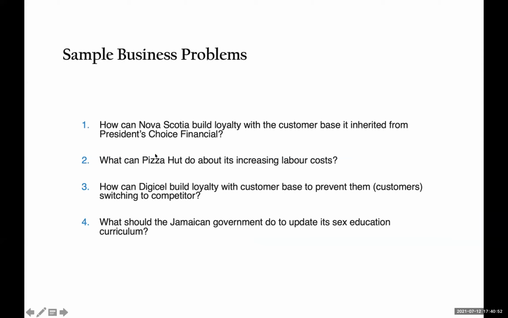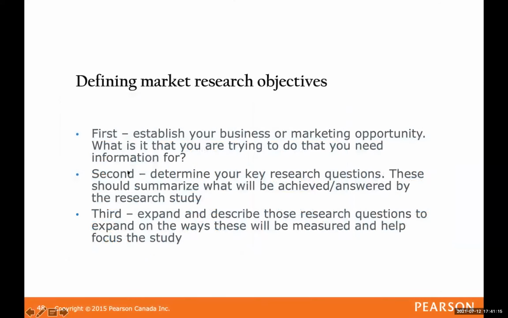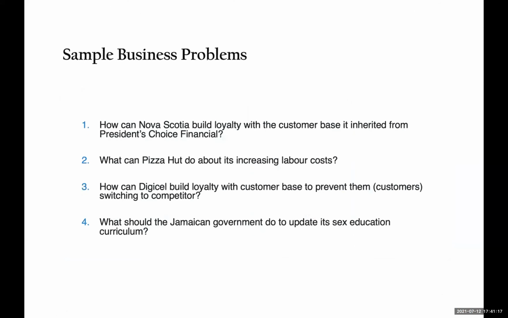All right, so I'm just showing you some examples that are here, and then you move from this is showing, so the business problem is how to build brand loyalty for Simply Financial. And they are just showing you objectives below, but we're not at the objective level as yet. I just want you to write an example of a marketing research related business problem. Everybody understands?